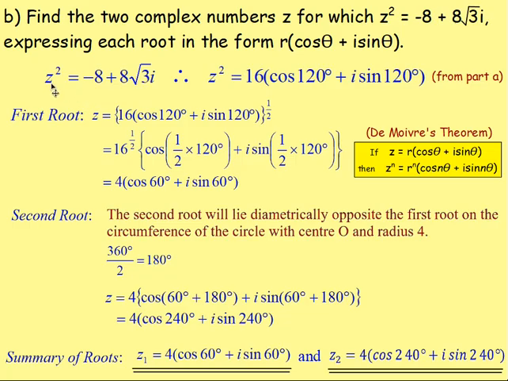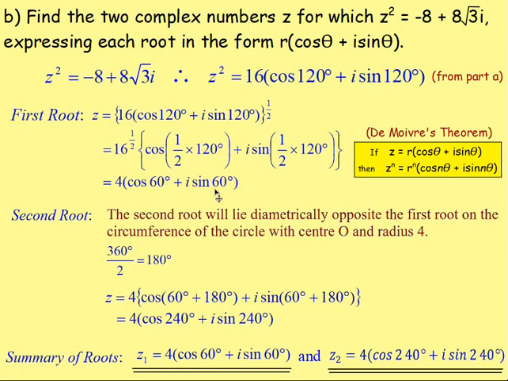We have z squared equals negative 8 plus 8 root 3i, which means then, in polar form, that is what we would have. To work out the first root, because that is going to be the square root of z, we would square root this other side, and because we've got that to the power of a half, we would just have 16 to the power of a half, which gives you 4, and we would half the argument, so half of 120 would give you 60.